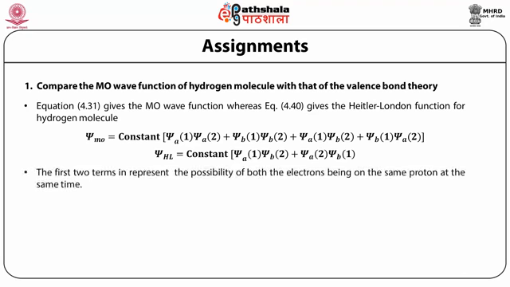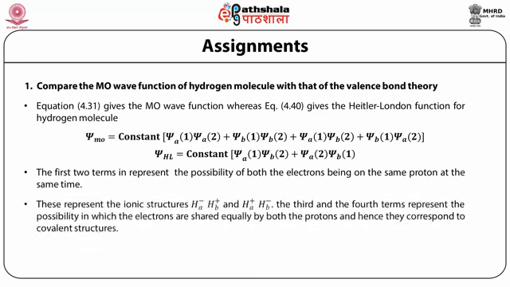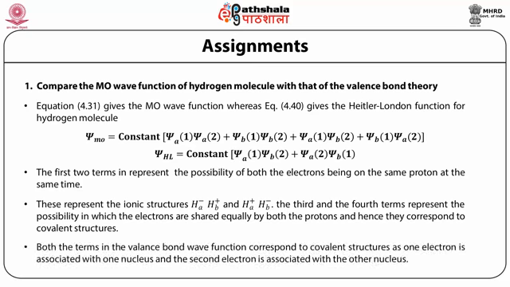The first two terms in the above equation represent the possibility of both the electrons being on the same proton at the same time. These represent the ionic structures Ha−, Hb+ and Ha+, Hb−. The third and fourth terms represent the possibility in which the electrons are shared equally by both the protons, and hence they correspond to covalent structures. Both the terms in the valence bond wave function correspond to covalent structures, as one electron is associated with one nucleus and the second electron is associated with the other nucleus.